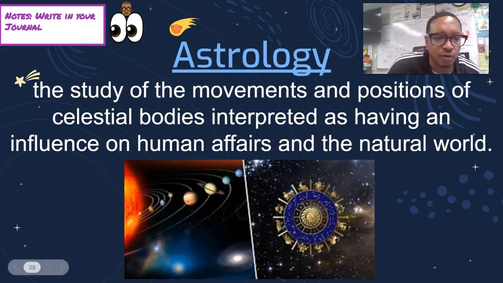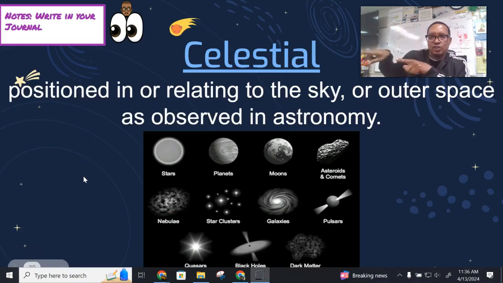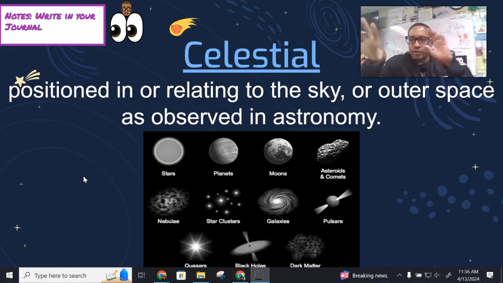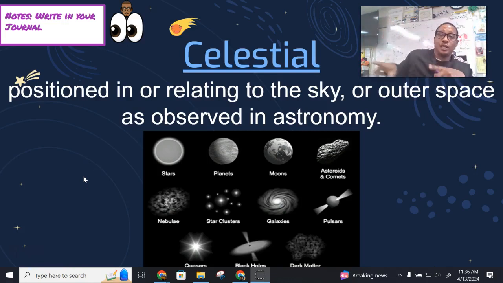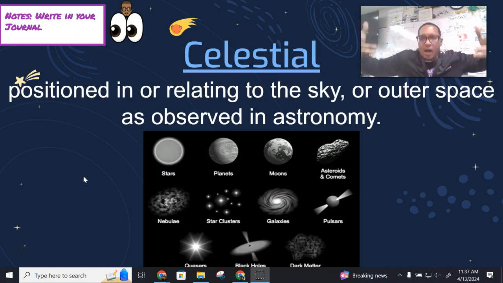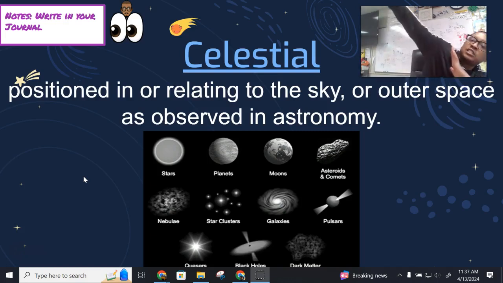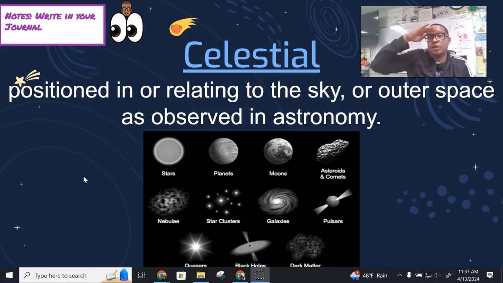All right, cool. So let's pause right there for a minute, because I think I didn't put this slide in, but I want to put in a slide, I think I got one more note to take. Yep. All right, celestial, okay? And we're not talking about the people from Marvel, the Celestials. No, we're talking about celestial, even though this definition would work for the Celestials in Marvel: positioned in or relating to the sky or outer space as observed in astronomy. So celestial bodies, celestial objects. So it would be objects that are positioned in the sky or outer space that can be observed. You know what I mean? And astronomy is the study of these things.